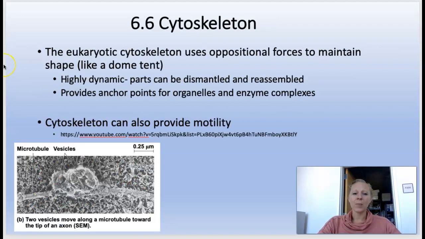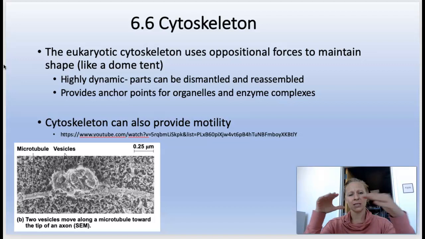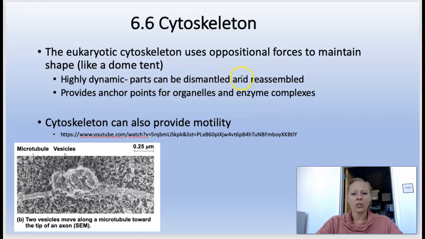So here we have the eukaryotic cytoskeleton, which is going to use oppositional forces, sort of like a dome tent. You know, when you put the sticks together to make a tent and then you apply pressure and it pops out. That's sort of the dynamic tension that we're talking about with the cytoskeleton. So these parts are highly dynamic. They're pretty impressive. And these parts can be dismantled and reassembled at a moment's notice, which is going to be really helpful for mobility and so forth, as you're going to see.